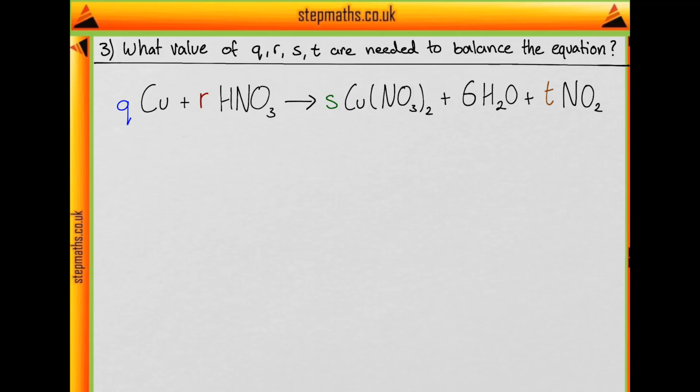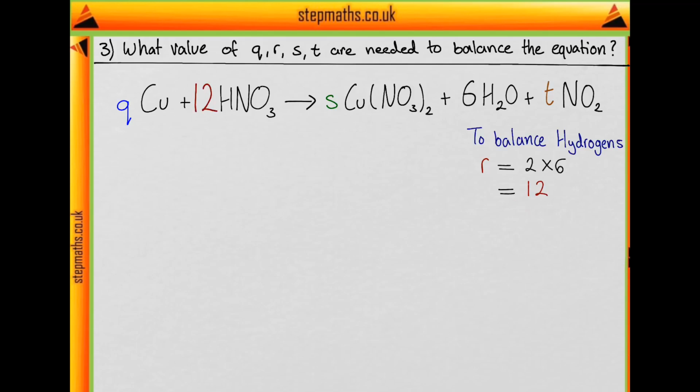By looking at the equation, we can see that the only quantity we know is that of water, and we have 6 moles of water. So we know that we have 12 lots of hydrogen atoms on the right side. Looking on the left side, we have one compound that contains hydrogen. So in order to balance the hydrogen, R has to be double 6, so that means R is 12.